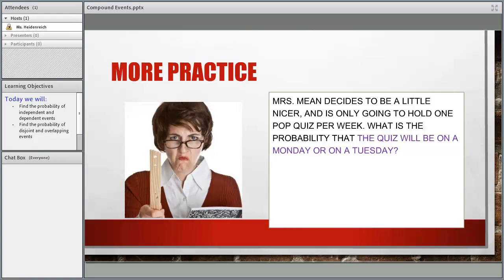So what's the probability that the quiz will be on a Monday or on a Tuesday? Well, the probability of it being on a Monday is 1/5. And these are mutually exclusive events, so I can just add the probabilities together. Probability of it being on a Tuesday is 1 out of 5. Now remember, this is only happening 1 time, so the probabilities are separate from each other. So I end up with 2 out of 5 for my overall probability of the quiz being on a Monday or on a Tuesday.